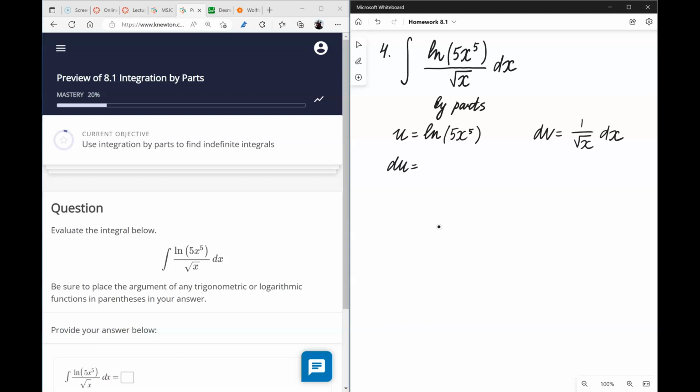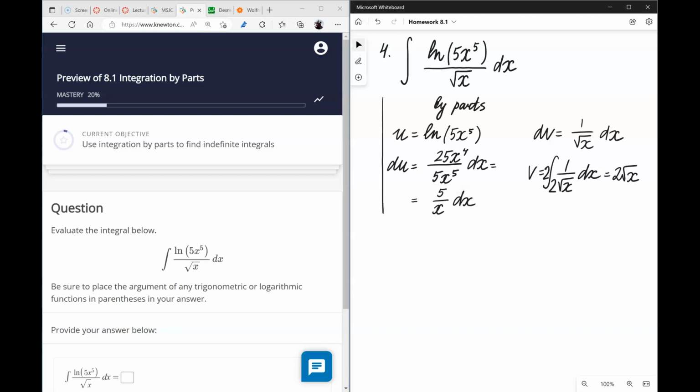So du is derivative of ln is 1 over, so it's the reciprocal of the input times the derivative of what's inside. And it looks like this can be simplified a lot. So it's going to be 5 over x dx, which is nice, right? So this is my du. And my v is an integral of 1 over square root of x dx, which, if you notice, if I just throw 2 over here and 2 over here, it just becomes 2 square root of x, which is nice.